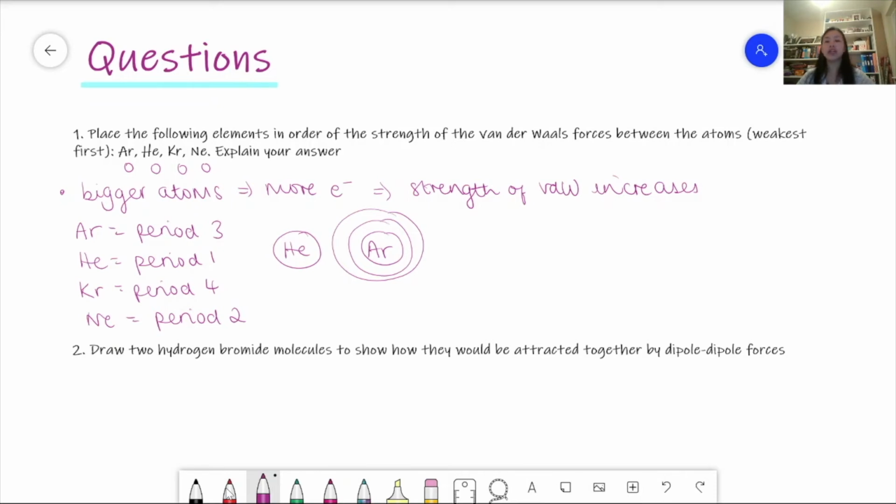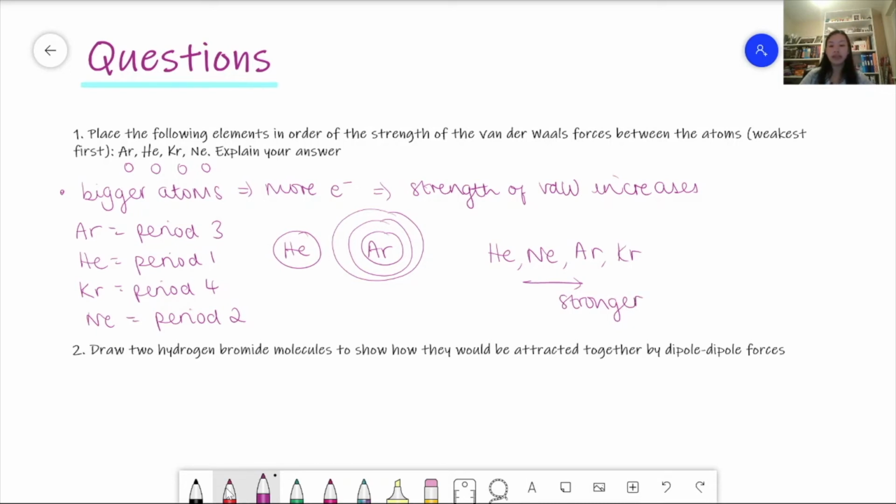And so the order of the elements in strength of van der Waals forces would be helium, neon, argon, and then krypton. So this would be getting stronger.